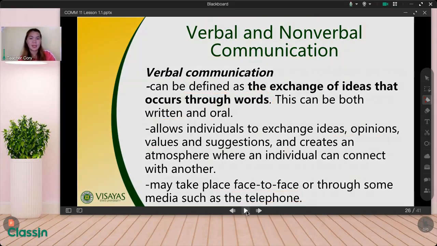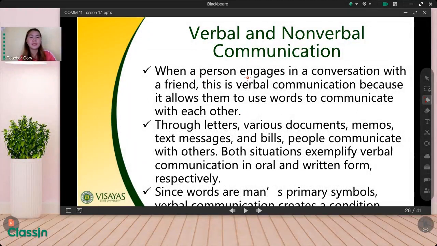Okay, next. So when a person engages in a conversation with a friend, this is verbal communication because it allows them to use words to communicate with each other. Unless you are having a conversation with actions, like pantomime, that's non-verbal. But if you're having a conversation and you use words, then that's verbal communication.